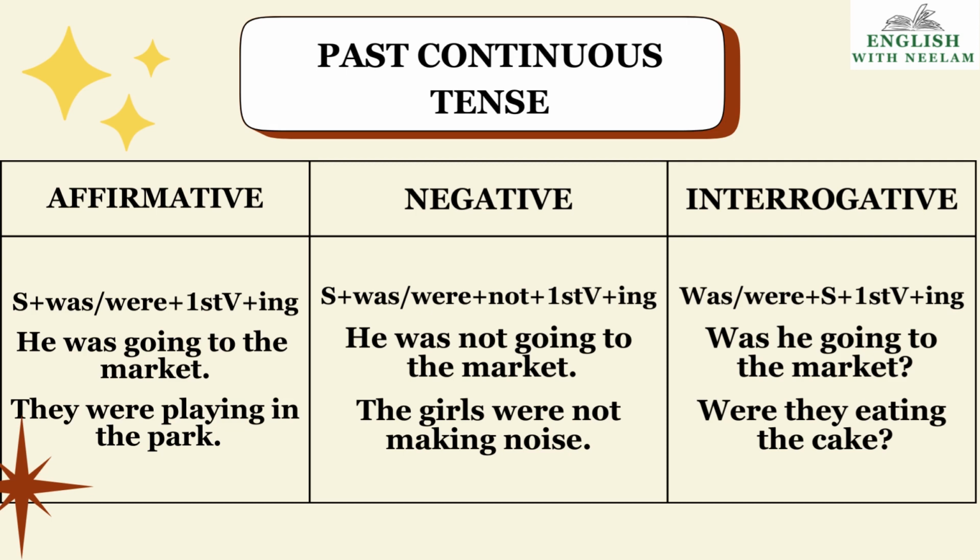Second is negative. Subject plus was or were plus not plus first form of verb and ing. He was not going to the market. The girls were not making noise.